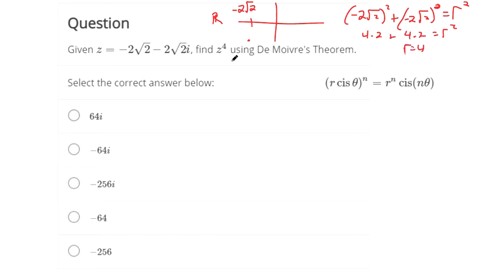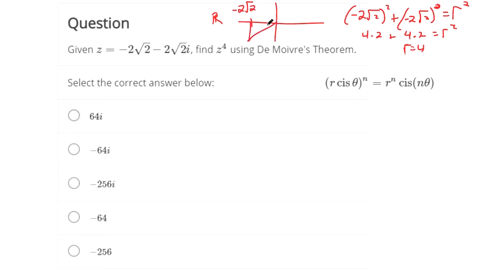So we know what the r is in the polar form. So r is 4, and then to find out what theta is, we need to know this reference angle.